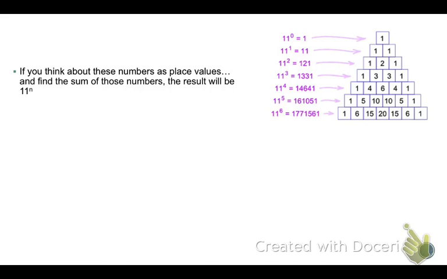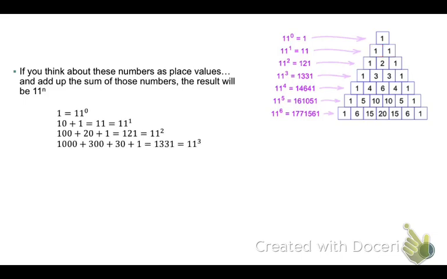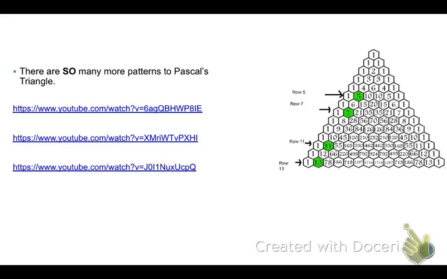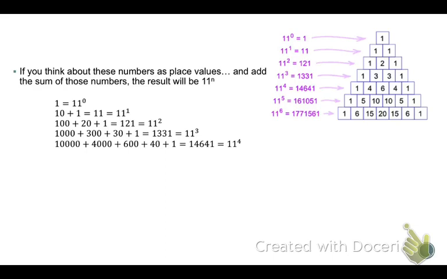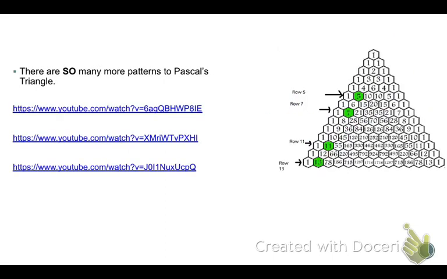And then the other one, there are so many, but if you just look at these as place values, it's 11 to the nth power. So that first one is 1, which is 11 to the 0 power. The next one is 10 plus 1, because that would be the tens place right here, and then the ones place. So 10 plus 1 is 11. 11 to the first power is 11. And this continues and continues. Pretty cool. There are tons and tons of patterns.